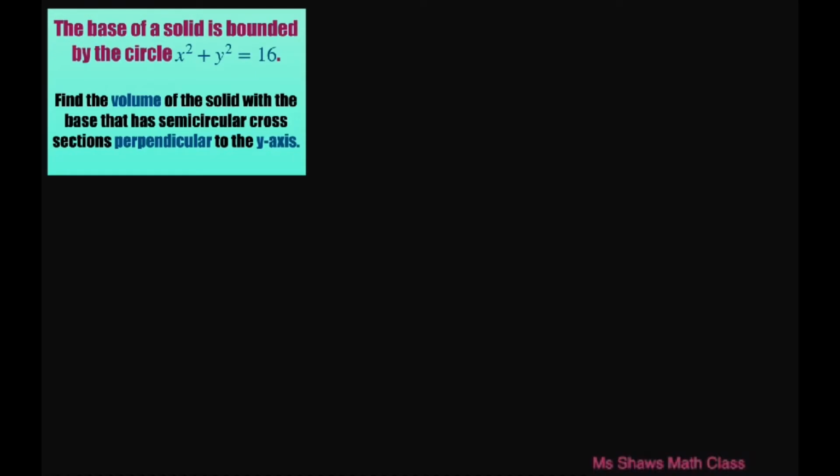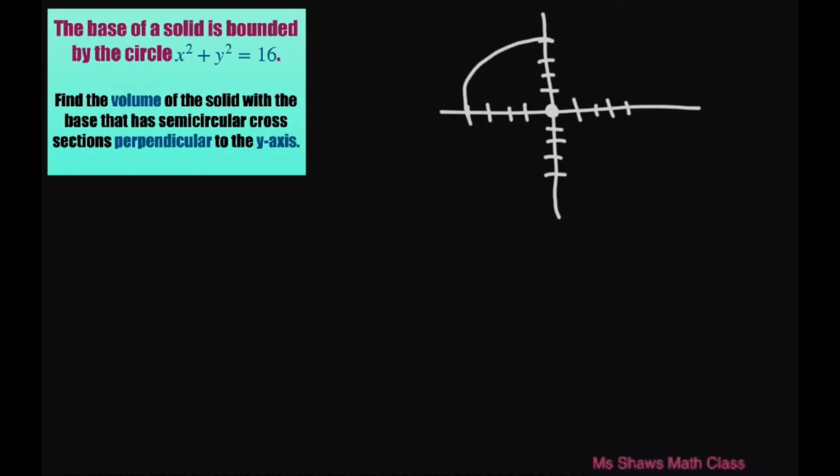So let's do a little sketch of this. This is a circle. Center is 0, 0. Radius is 4. 1, 2, 3, 4. So I'll just sketch a circle there. All right. So this is negative 4 to 4. This is 4 to negative 4.